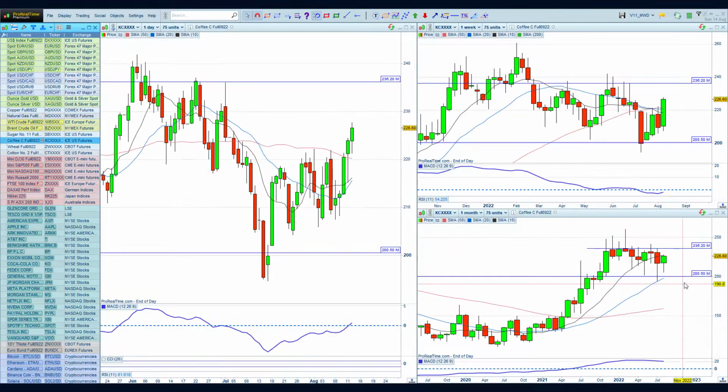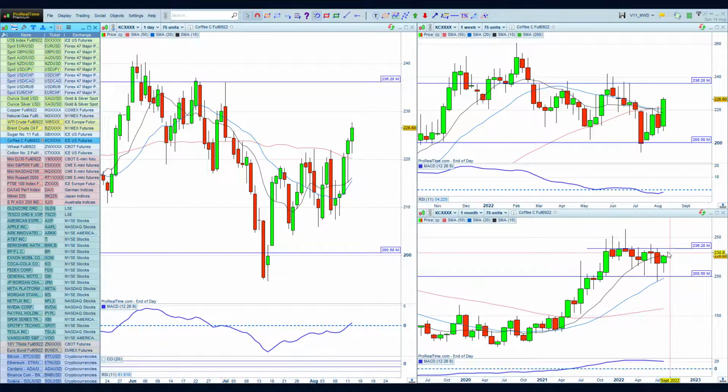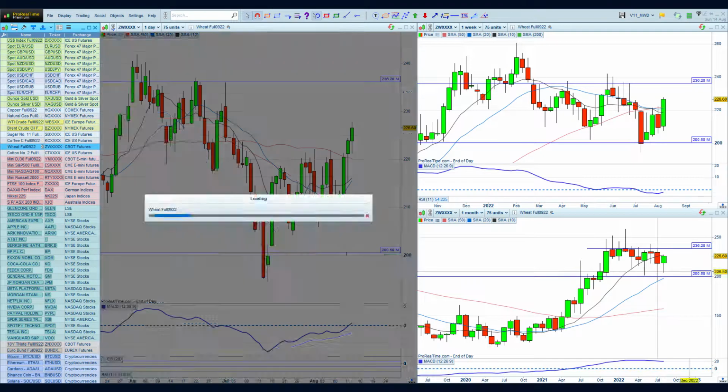Coffee as well. Coffee, you can see here again, it's interesting, a lot of the commodities are starting to find their feet now. Could be seasonal things, who knows. But yeah, you can see a lot of bullish rejection here. This is attempting to push a little bit higher. It's starting to push up. So possible room for moves to the upside there.